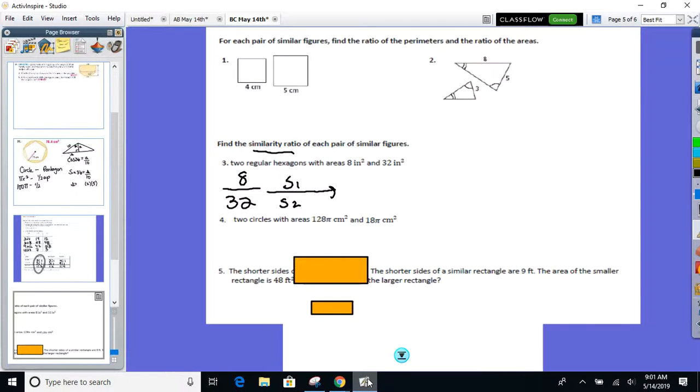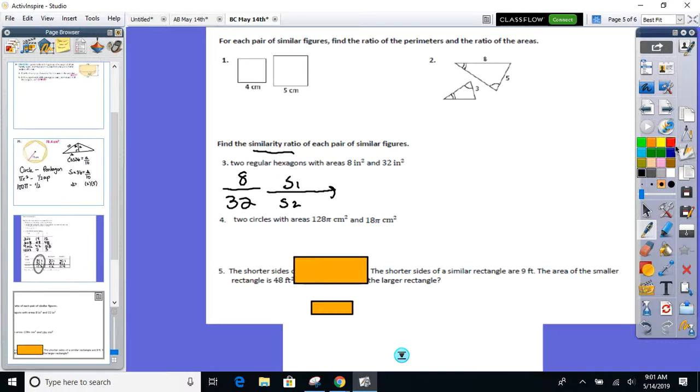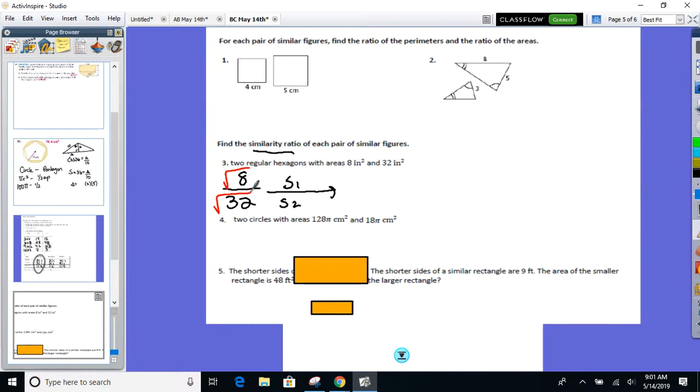We have to find the square root. If I got there by squaring, how do I undo it? Square root. So I'm just going to go to my calculator right now. Square root of 8 divided by the square root of 32. And leave that as a nice clean fraction.